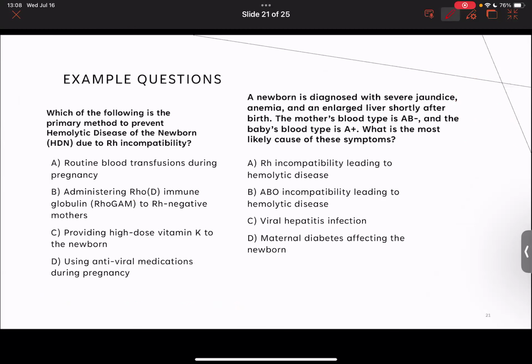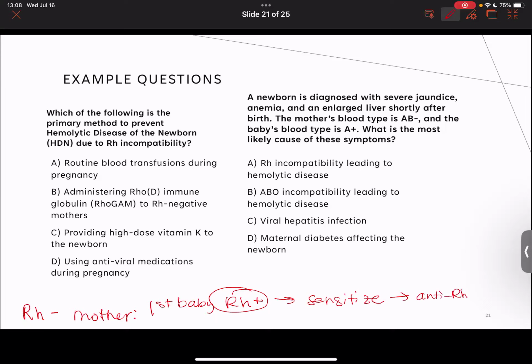Okay, so we're going to write these notes out. Rh negative mother. First baby that is Rh positive will be the sensitization. We have now been alerted. Rh positive looks foreign. We've made antibodies to it. Anti-Rh antibodies. So the second baby that is Rh positive, we're just going to make our anti-Rh. We don't need to sensitize.